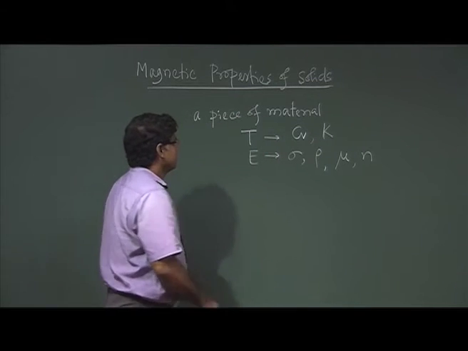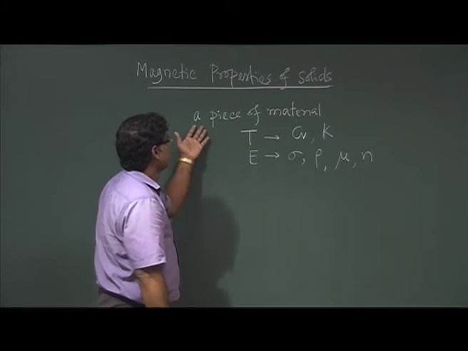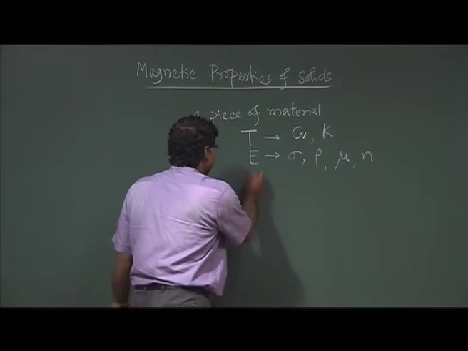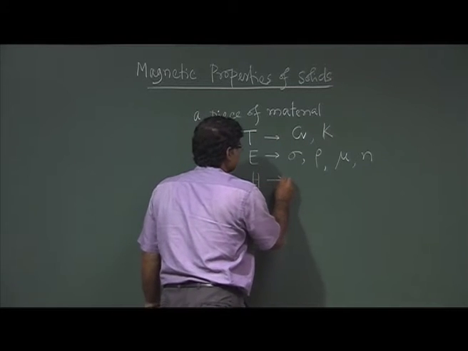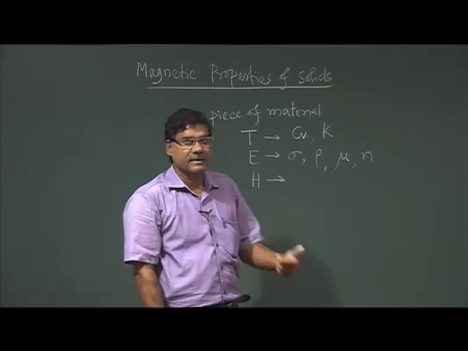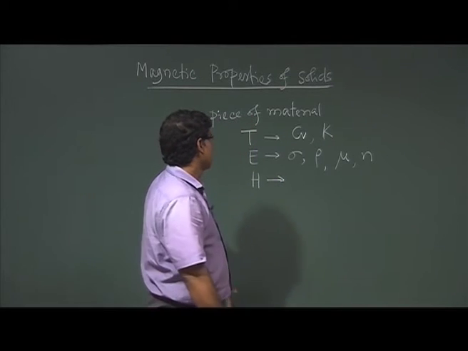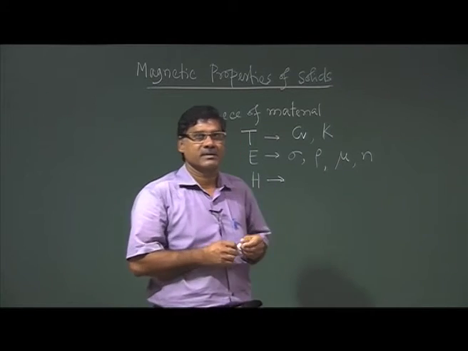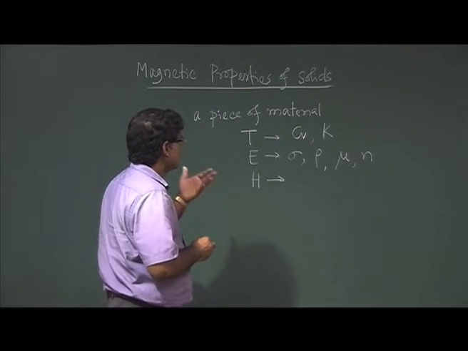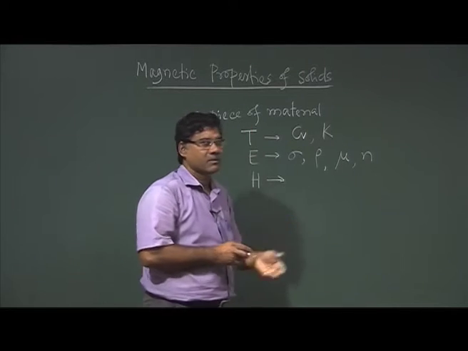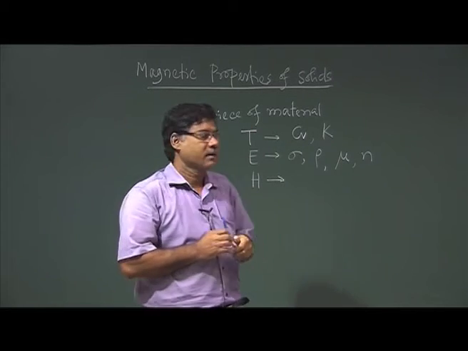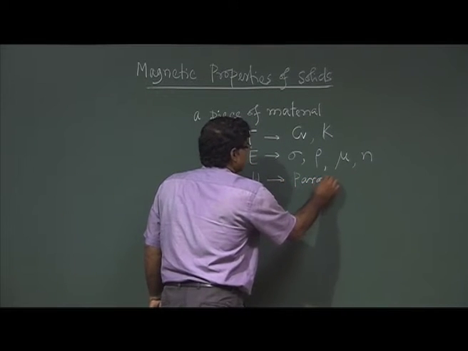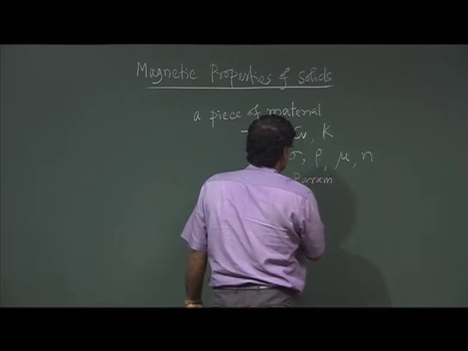Similarly, if I want to study the magnetic property, I have to apply a magnetic field and see the response of this material to the magnetic field in terms of some parameter, which basically tells us about the magnetic property of the material. So, which are those parameters in case of magnetic property?